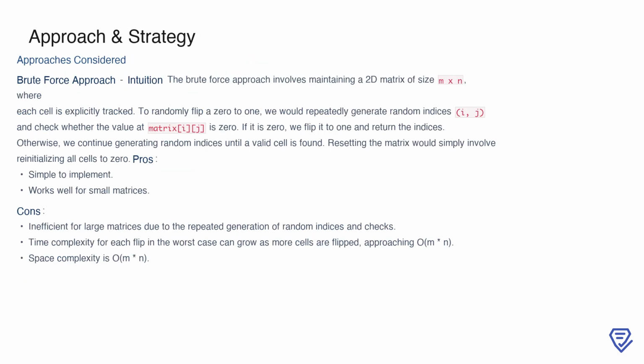To solve the random flip matrix problem, we first consider the brute force approach. Here, we maintain an actual 2D matrix of size m by n, where each cell is explicitly tracked. The idea is straightforward.